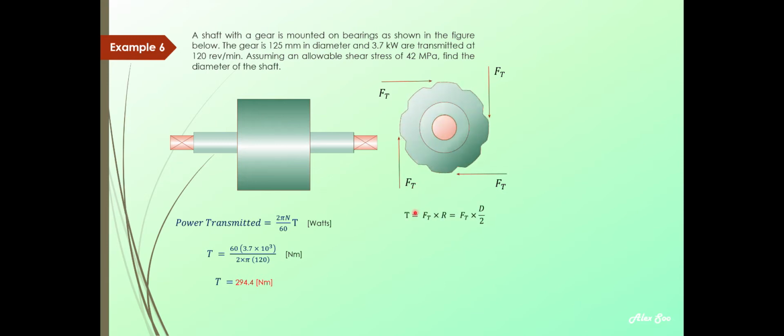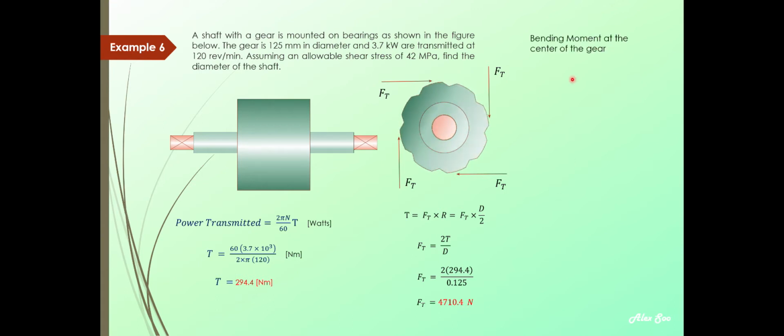From the torque, which is tangential force times radius, or diameter over 2, we can find the tangential force. This is the torque, 294.4, and this is the diameter of the gear, which is given as 125 millimeter, so in meter it will be 0.125. From this we will be able to find the tangential force of 4710.4.